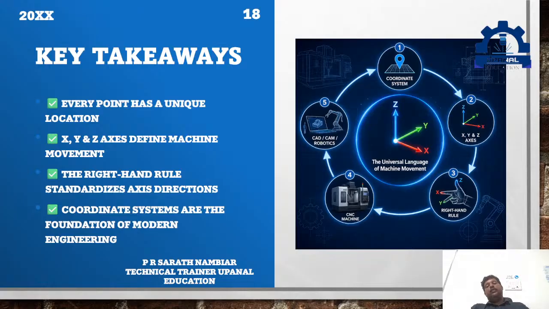So let's see what the key takeaways of today's webinar are. First thing, every point has a unique location. X, Y, Z axes define the machine movement. The right hand rule standardizes axis directions, and coordinate systems are the foundation of modern engineering.